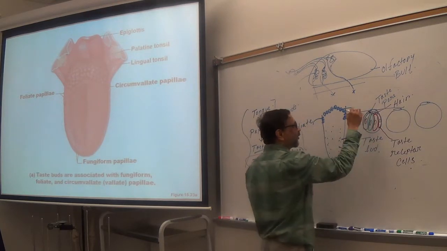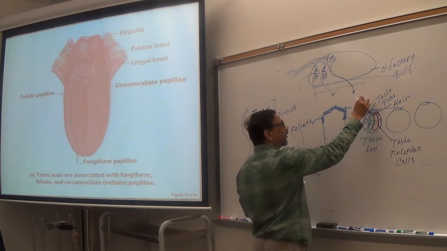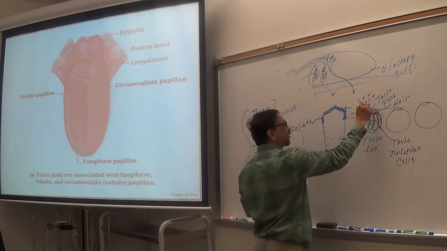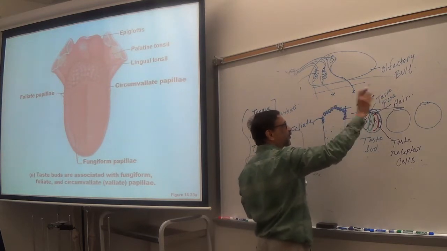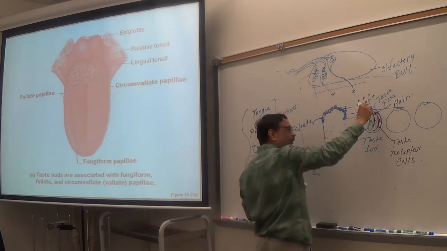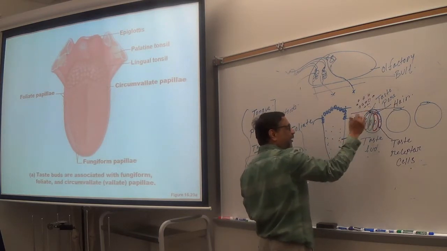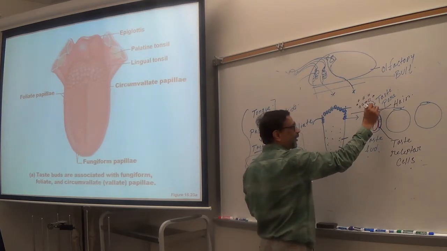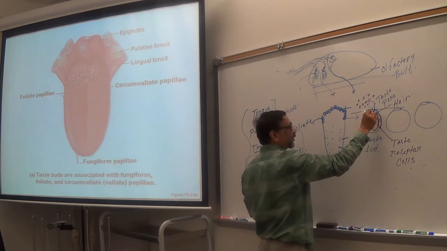Now, what happens, you see, when you eat: the food molecules are in the mouth, on the tongue, and breakdown of food molecules occurs, you know that. The tiny food molecules enter through the taste pore into the taste bud and get attached to the receptors. You remember the attachment of molecule and the receptor is very important, okay?